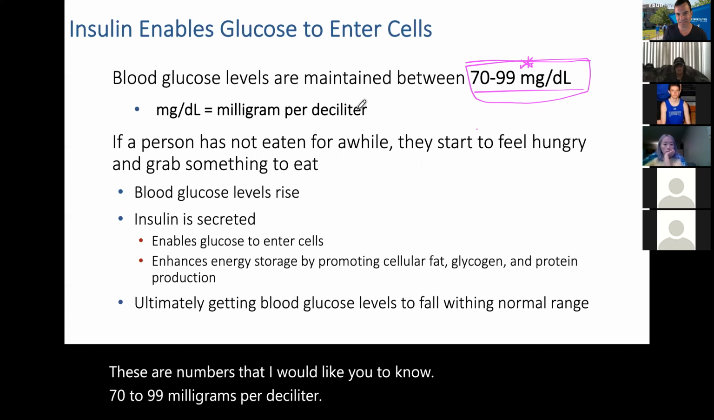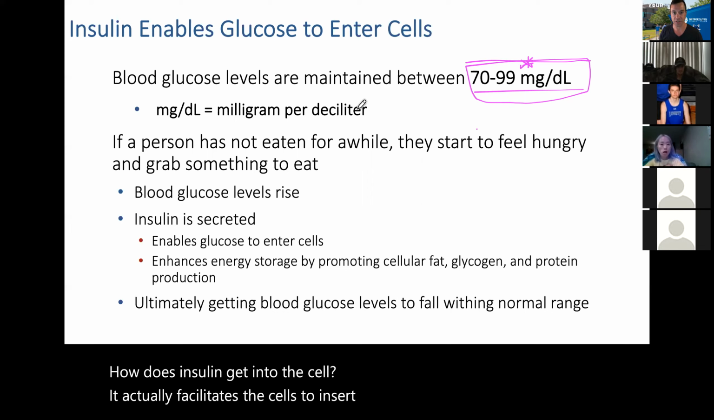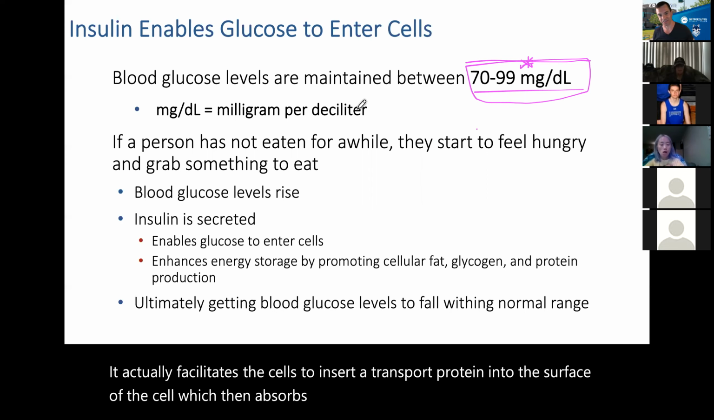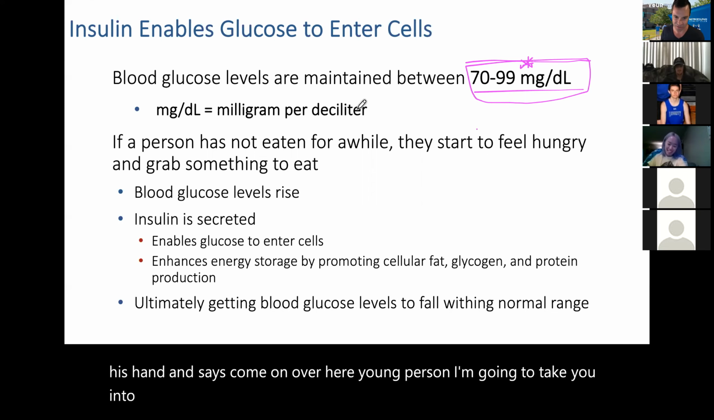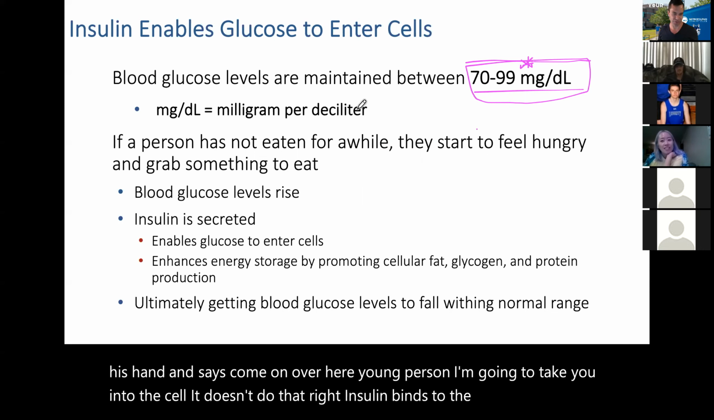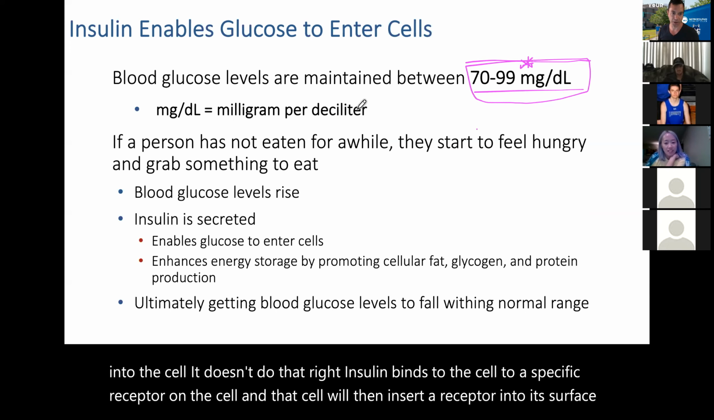How does insulin get it into the cell? It actually facilitates the cells to insert a transport protein into the surface of the cell, which then absorbs glucose. Okay, it's not like insulin goes and grabs its hand and says, "Come on over here, young person. I'm going to take you into the cell." It doesn't do that. Insulin binds to a specific receptor on the cell, and then that cell will insert a transport protein into its surface to pull in a glucose molecule. That's how it happens.